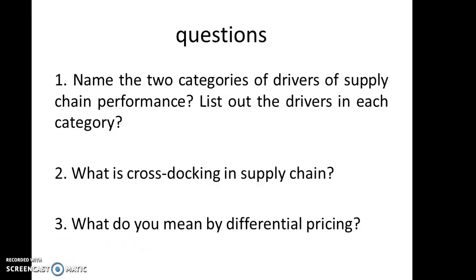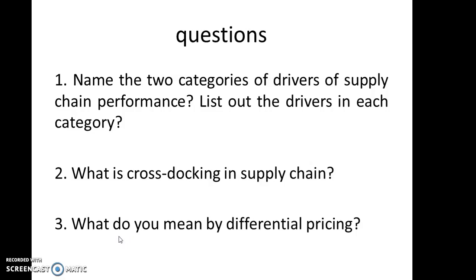The first question we discussed: name the two categories of drivers of supply chain performance. What are the two categories? Can you say now? Logistical drivers and cross-functional drivers. The second part of the first question is to list out the drivers in each category. In case of logistical drivers: facilities, inventory and transportation. In case of cross-functional drivers: information, sourcing and pricing.